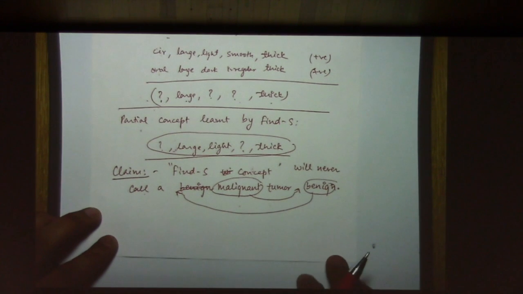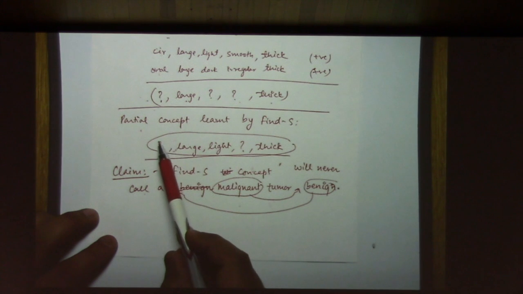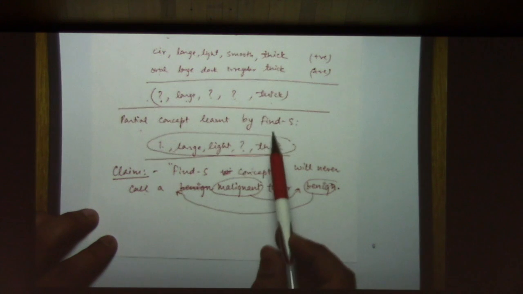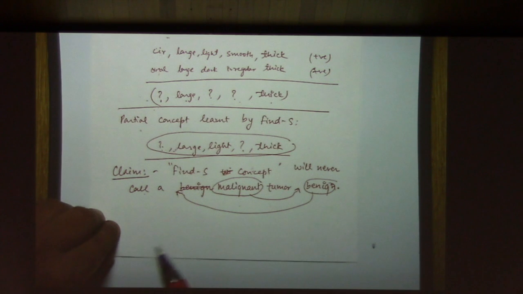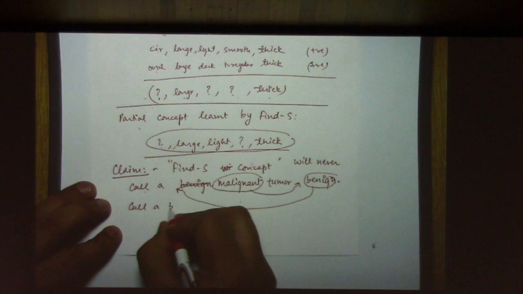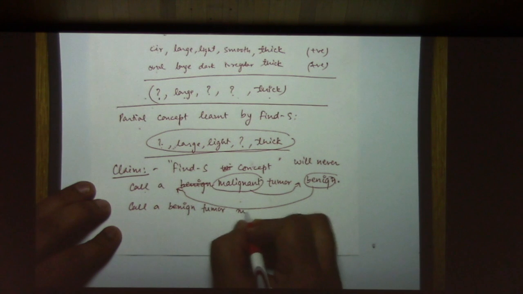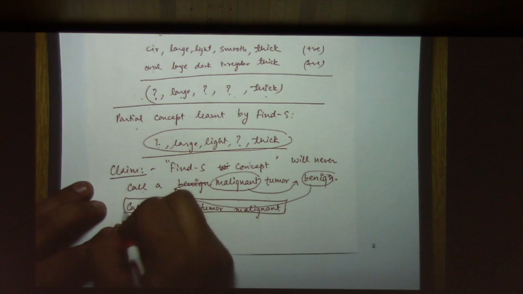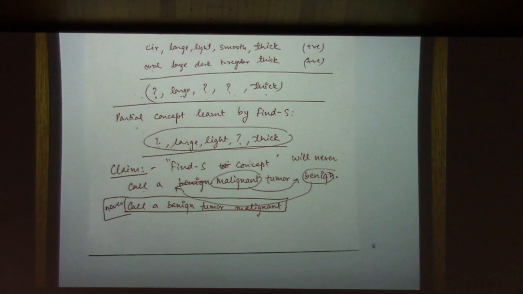For example, of course, we saw that it could call a tumor which is not large, not dark, not thick benign, even though it is malignant. So it can call malignant things benign. Right, you're right. It will never call a benign tumor malignant, right?